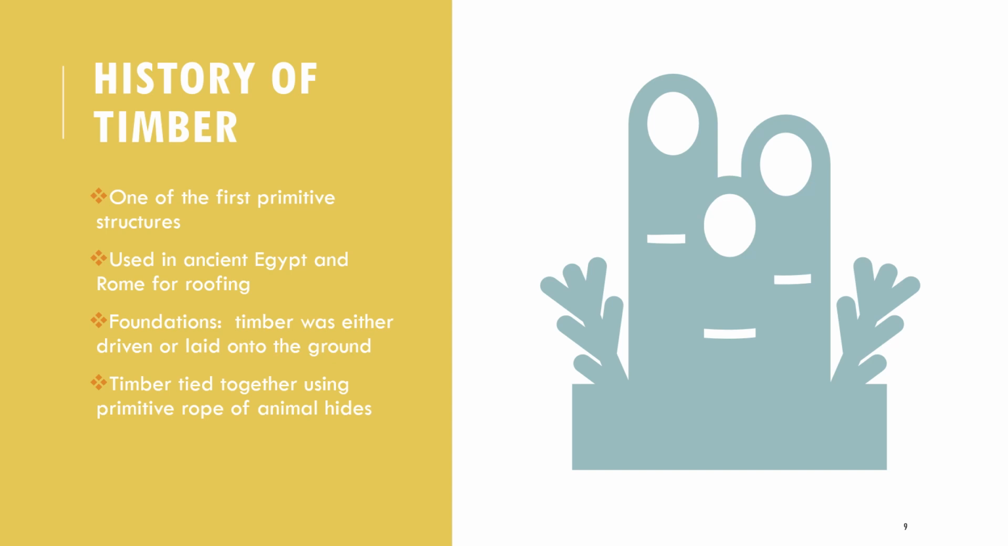The foundation systems for buildings that were constructed from timber, the timber was driven or laid on the ground, and then to build the roofing system, for example, you had timber tied together using primitive ropes.